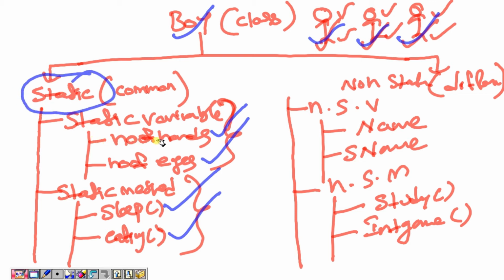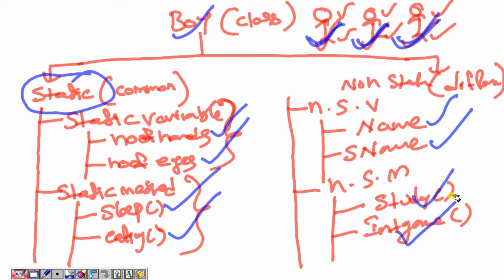Coming to the non-static information: object to object, that information will be different. Every object's name is different. The surname is different. In the same manner, these three objects can perform different actions. Study is different and interested game is different. So these are non-static variables and non-static methods.